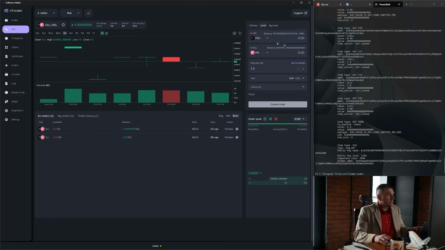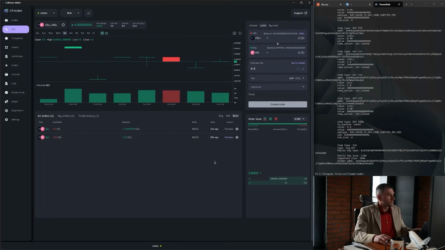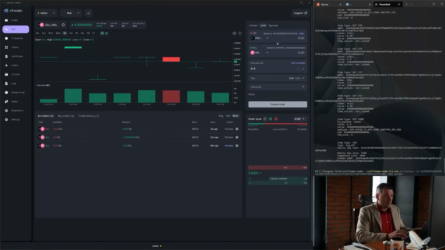Okay, let Bob create an order of another side. So he will lock some amount of cell tokens at a price a bit lower than the best bid is, for example, 4.4, all right? So here it is. Now we have an ask. And let's check the spread with a special command. So DEX spread.